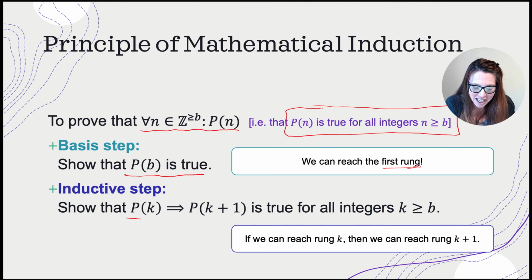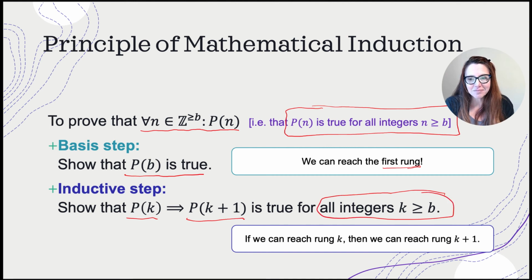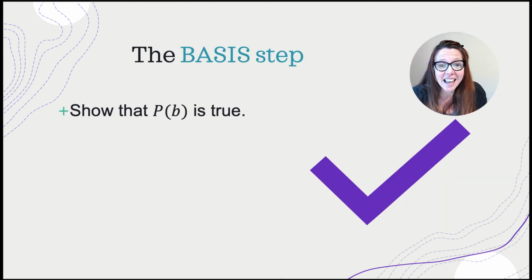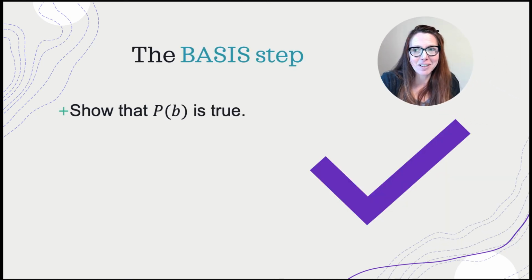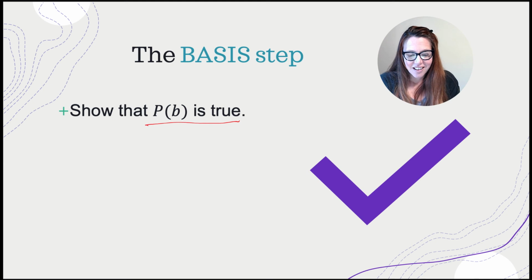So if p of k is true, that implies that p of k plus 1 is true. If we can reach rung k, we can reach rung k plus 1. And we want to show that that's true for all integers k greater than or equal to b. What that gives us is that if we show it's true for the base, base b, that first rung, then it's true for b plus 1. If it's true for b plus 1, that implies it's true for b plus 2. Together, that shows us that we can get to the top of the ladder, even if we never do. All right, so the first step is just showing that this is true. We just let n equal b, and we show that that's the case.